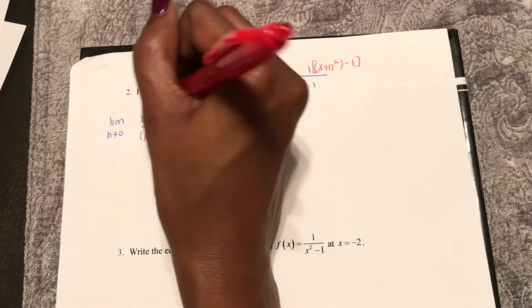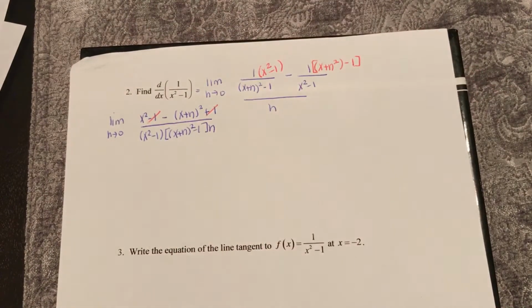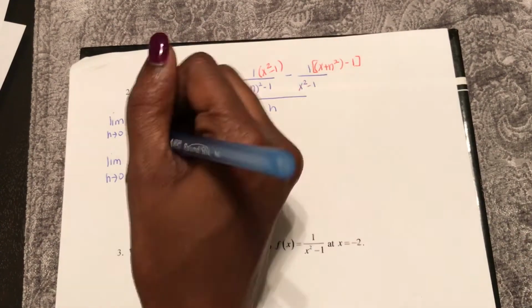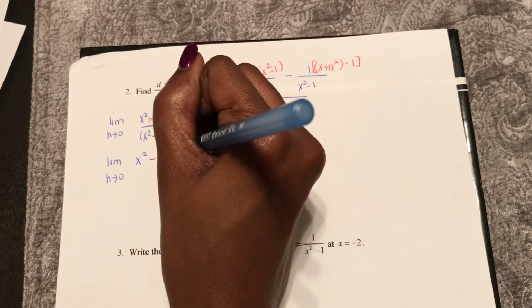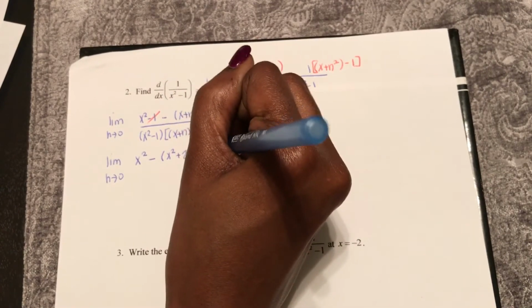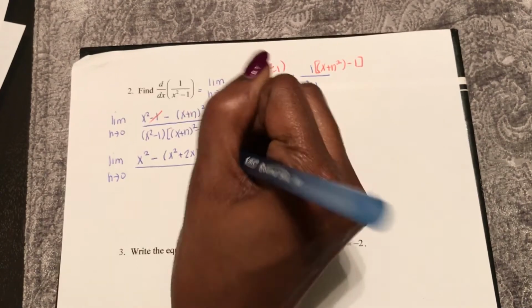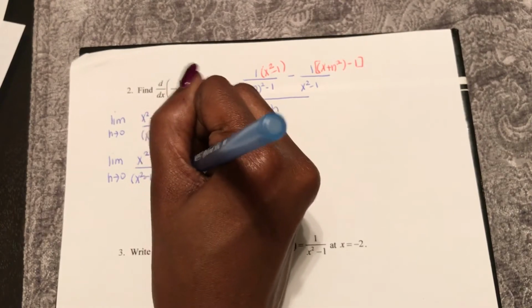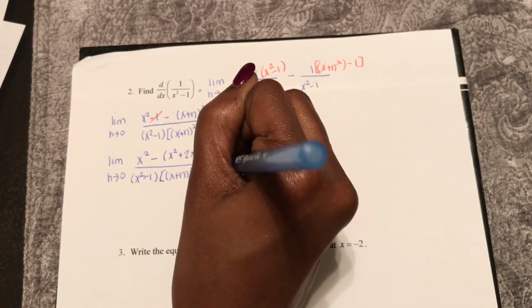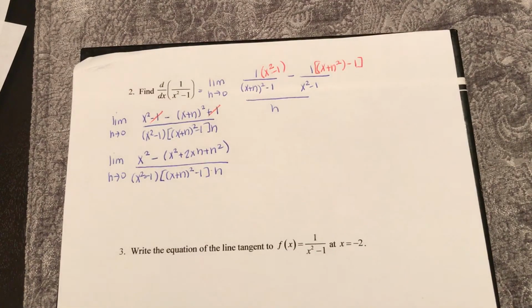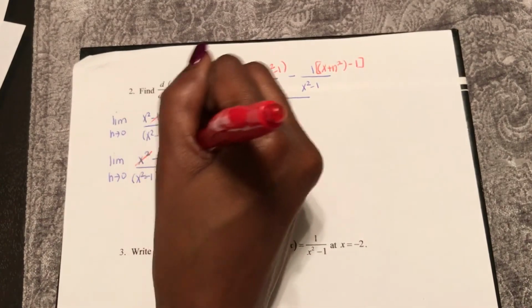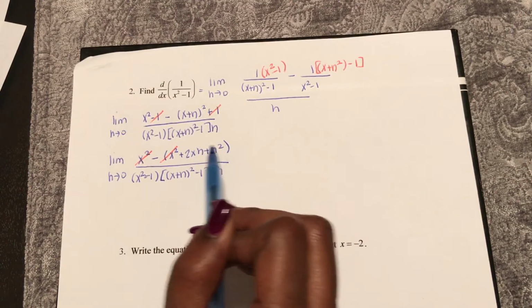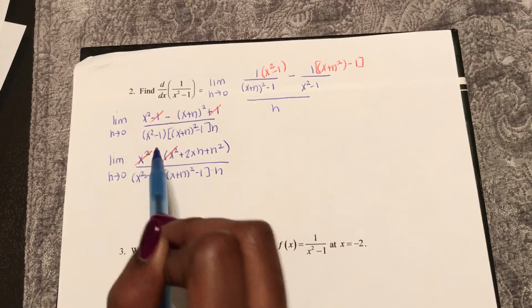So first thing I see that happens in my numerator is these ones cancel. I want to expand this binomial, so I have x squared subtracting x squared plus 2xh plus h squared, and this is all over my common denominator multiplied by h. So now I see that my x squareds cancel, and everything in my numerator still has an h, so I'm going to factor that out with this negative.